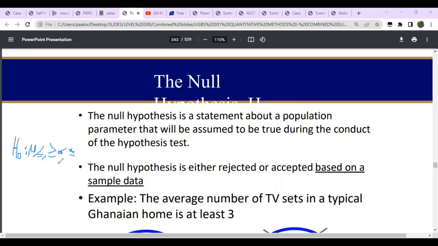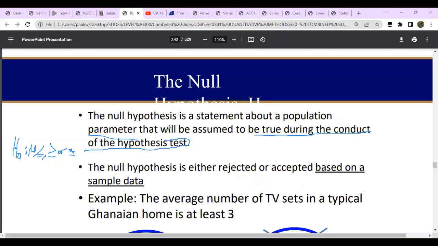So the null hypothesis is a statement about a population parameter that will be assumed to be true during conduct of hypothesis testing. So as I said earlier, the null hypothesis is the assumption that something is true during the hypothesis test. Do you get it? So the assumption to be true during the conduct of the hypothesis test. That's what we call the null hypothesis.